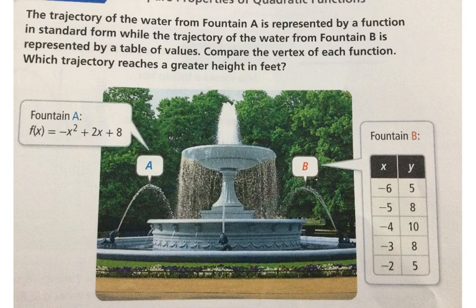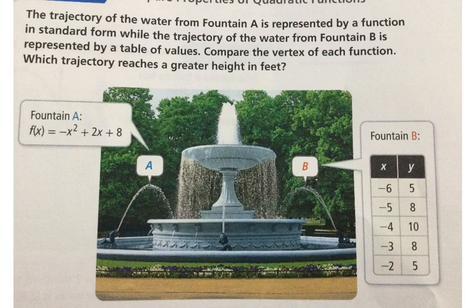So the question here: the trajectory of the water from fountain A is represented by a function in standard form, while the trajectory of the water from fountain B is represented by a table of values. Compare the vertex of each function. Which trajectory reaches a greater height in feet? Just looking, it looks like fountain A is a little bit higher to me, but I don't know that. I know fountain B reaches its highest value at 10. That's the vertex. That's the y value.